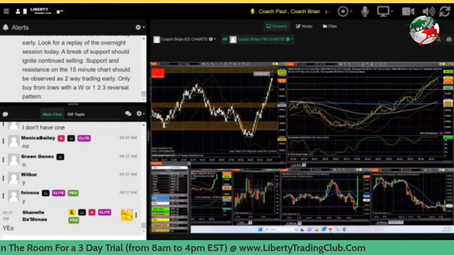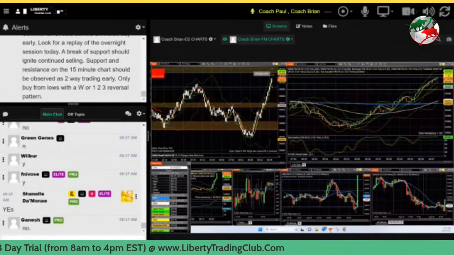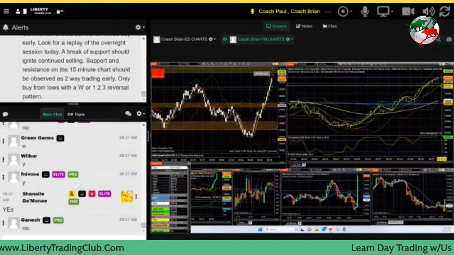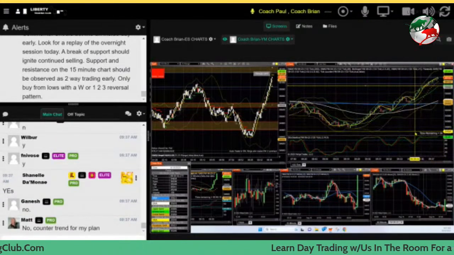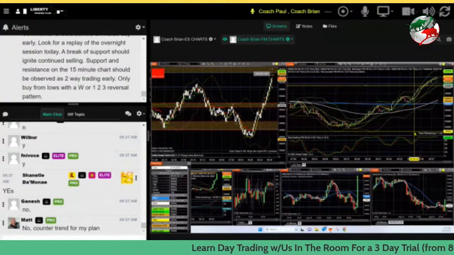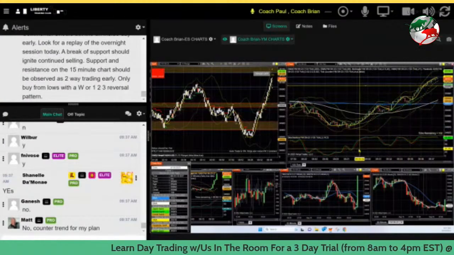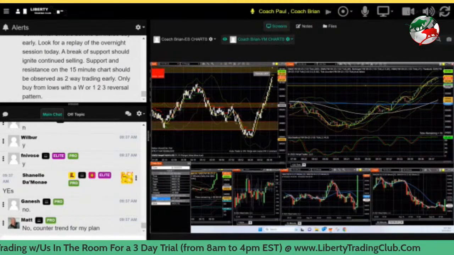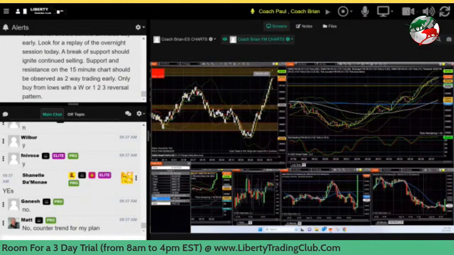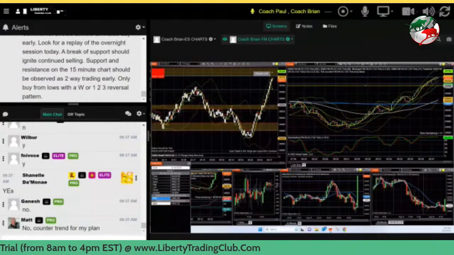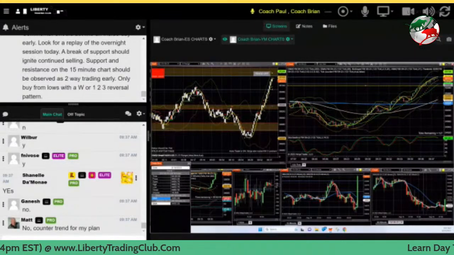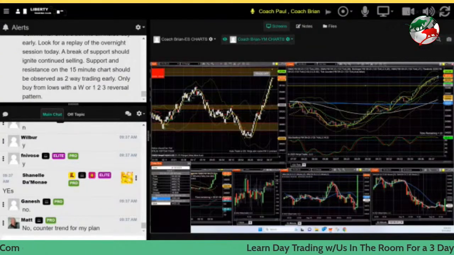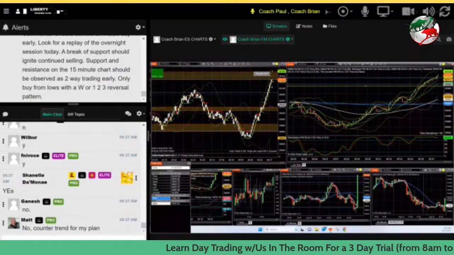Got a volatility move coming up on the ES. Keep that in mind. Hey, what about that, guys? Got the push up we expected, right? So if that's all right, Matt, no counter trend for your plan. You know well enough at this point that if you're patient and wait for your setup with the trend, you'll get it.